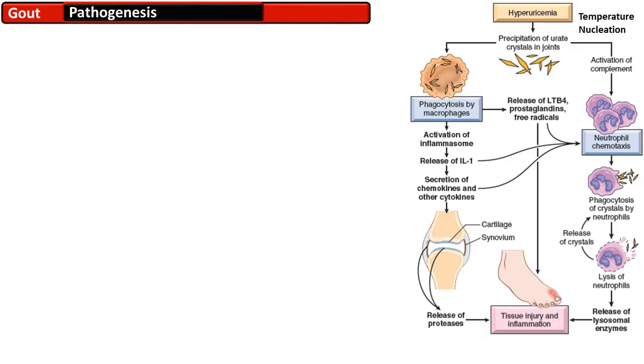there is chemotaxis also. The monosodium urate crystals are phagocytosed by the neutrophil, and they are frequently ruptured due to the needle-shaped crystals, and there is lysis of the neutrophil. As a result, there is release of lysosomal enzymes, which are further responsible for the tissue injury. All this happens due to activation of the complement by the alternative pathway.